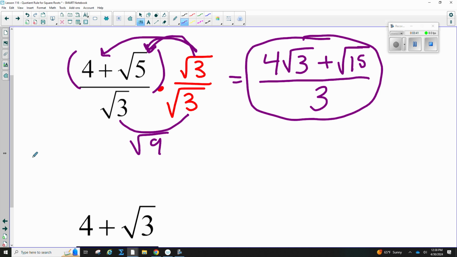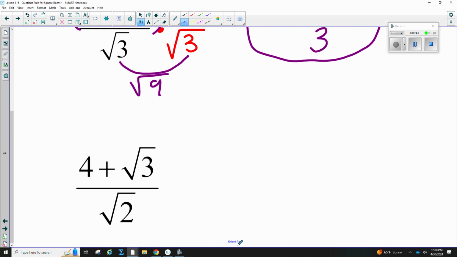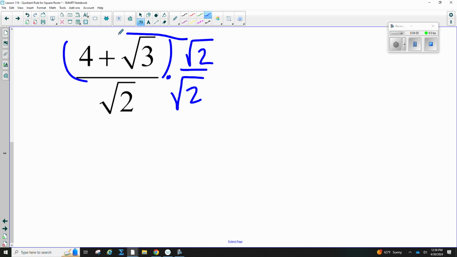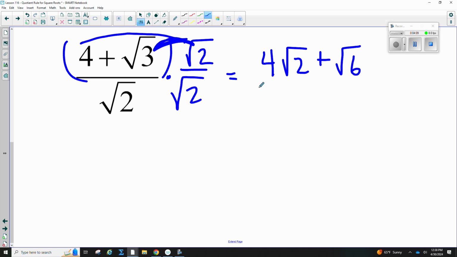Let's try one more. 4 plus the square root of 3 all over the square root of 2. What are we going to multiply this one by? Root 2 over root 2. Okay. And in the top, what do I get when I multiply this to this? 4 root 2. Okay. What do I get when I multiply this to this? Root 6. Good. And in the bottom, I'm going to get what? Yeah, square root of 4, which is 2.